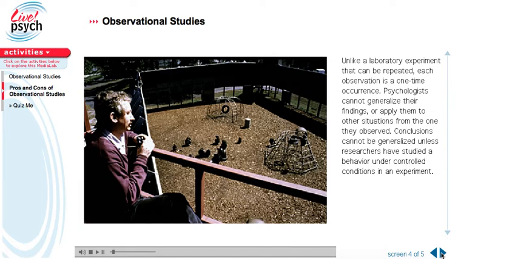Unlike a laboratory experiment that can be repeated, each observation is a one-time occurrence. Psychologists cannot generalize their findings or apply them to other situations from the one they observed. Conclusions cannot be generalized unless researchers have studied a behavior under controlled conditions in an experiment.